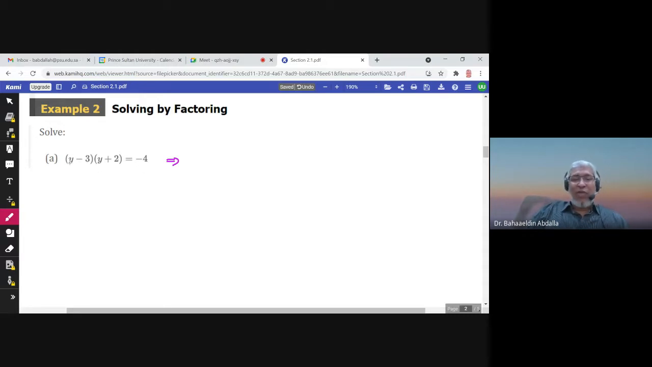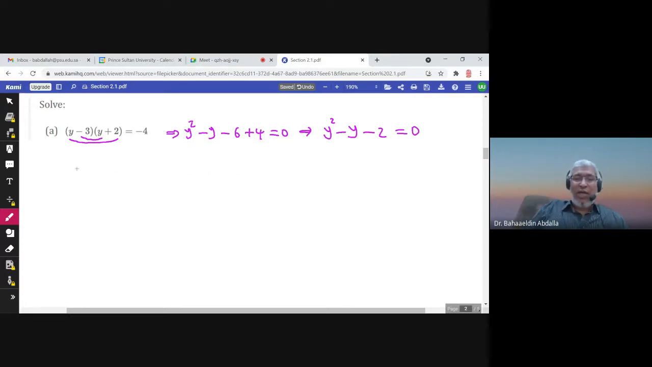So when we expand this, y times y is y squared, and the inner terms would be negative 3y, the outer terms 2y. Negative 3y plus 2y is negative y, negative 3 times 2 is negative 6, and I bring negative 2 to the other side, so it would be positive 4. So I will have y squared minus y, negative 6 plus 4 is negative 2. And now I have a quadratic equation, and I can try to factor the left-hand side.